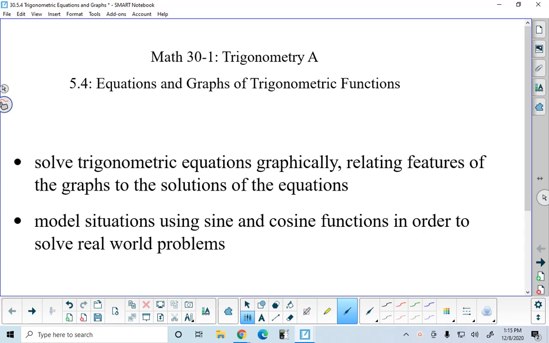And it's important, I think, for you to understand we're solving these equations graphically because sometimes it's just easier to do so. But we're also solving them graphically because at this level, sometimes the equations cannot be solved algebraically. They can be solved algebraically, but not by us at this level. So there's a variety of reasons why we need to know how to solve equations that are trigonometric graphically. And then we're going to be looking at applications of sine and cosine functions.